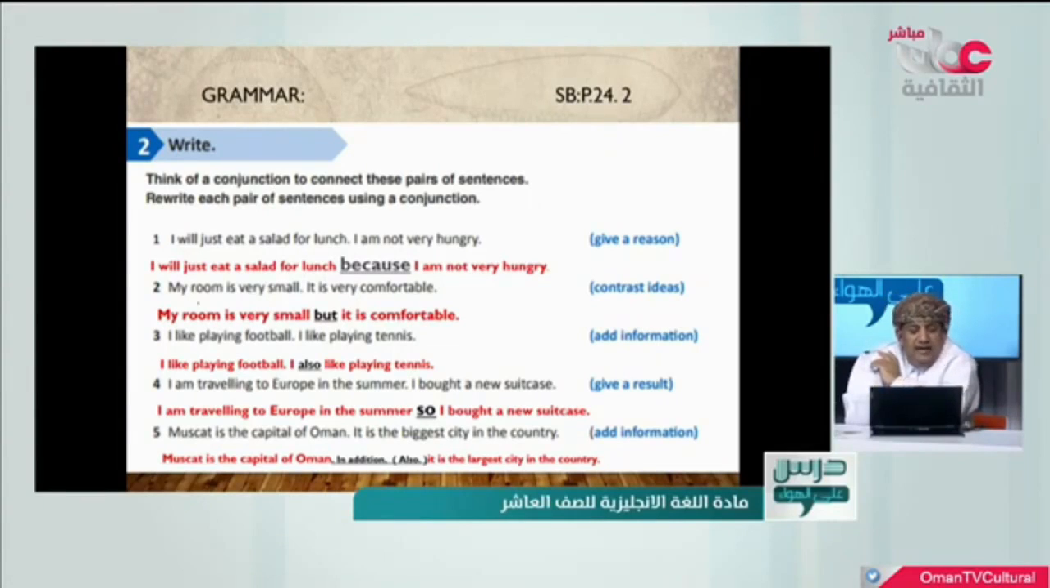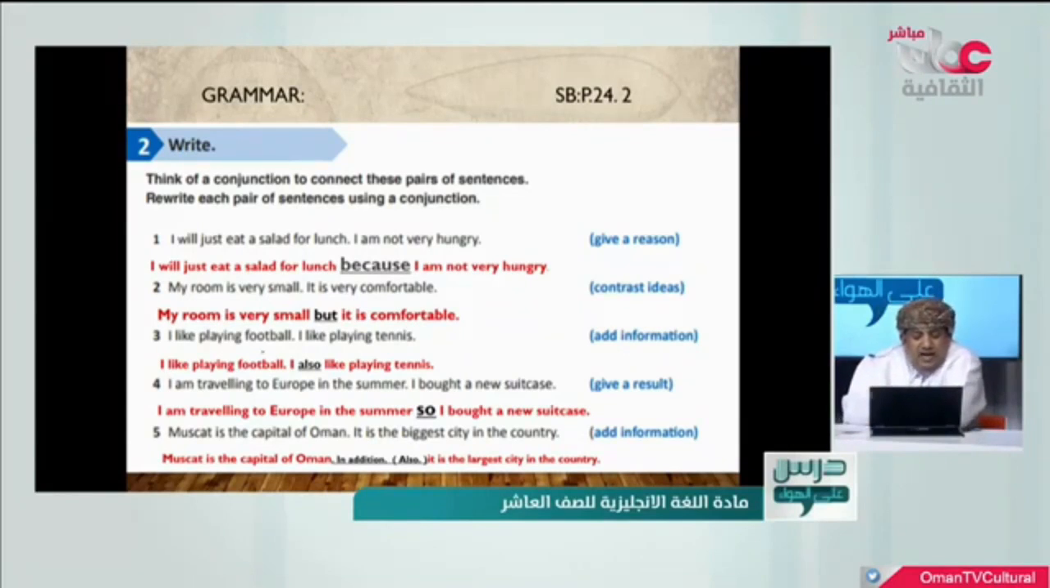Number 2, my room is very small. It is very comfortable. If you want to contrast ideas, okay, you say something different than something else. You said, my room is very small, but it is comfortable. Comfortable is not like very small, so it is a different idea. He liked his room. It was very small, but it is also comfortable. So 2 different ideas.